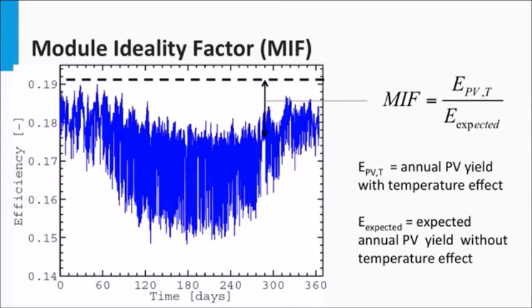This is nothing but the ratio of the actual PV yield to the expected yield, taking into account the temperature effects. If the module ideality factor is 80%, that means that the module has lost 20% of its annual energy yield due to temperature effects. If the module ideality factor is 100%, that means the module is immune to temperature changes.